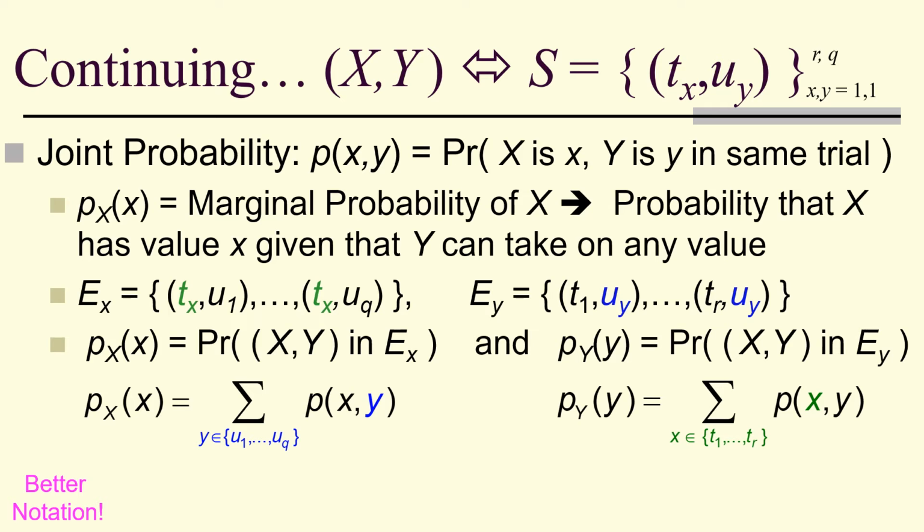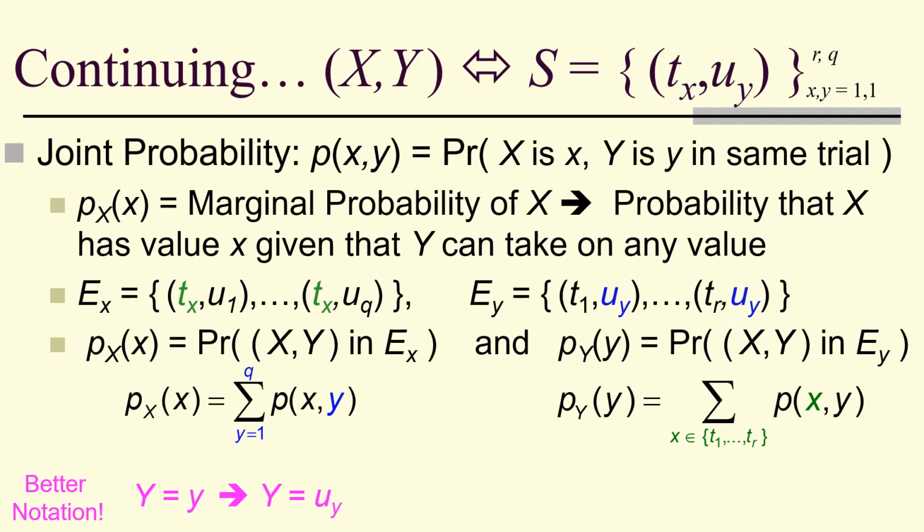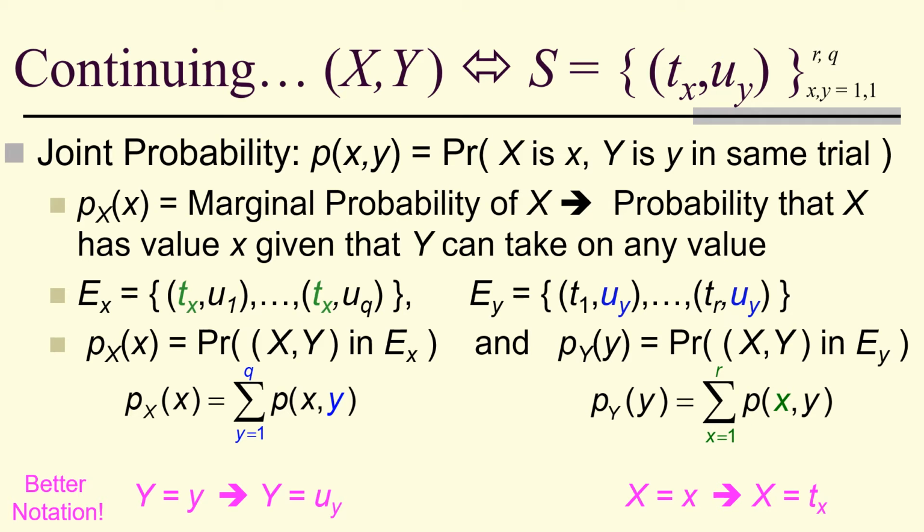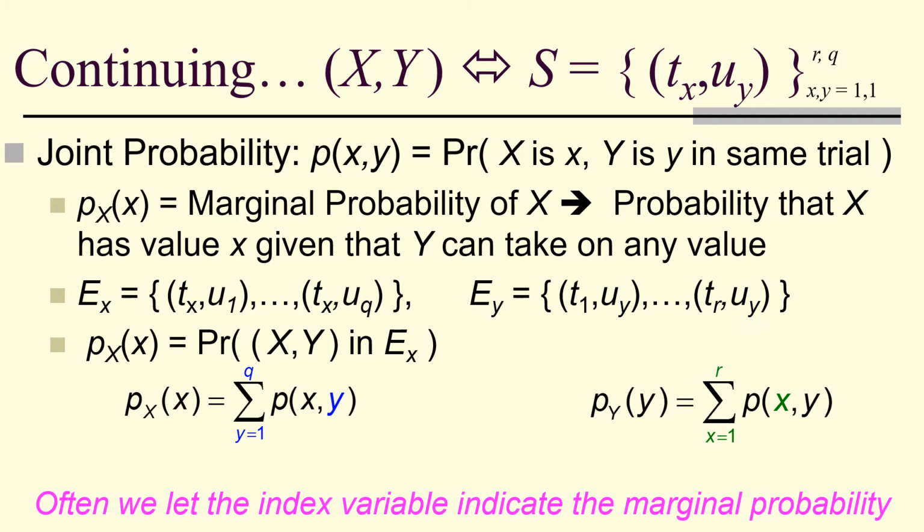Let's use a little better notation. So when we say Y equals y, we really mean Y equals U sub y. So that means we have a sum of y equals 1 to q. Similarly, X equals x is actually notation for the idea that X equals T sub x. And we often just let the index variable indicate the marginal probability.